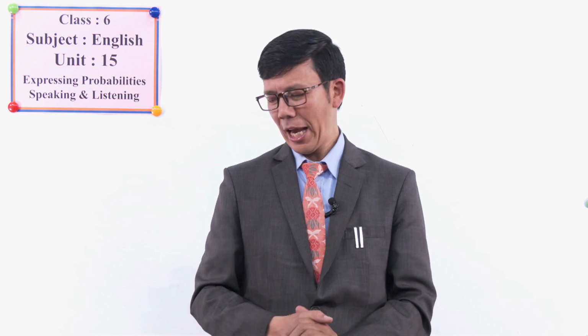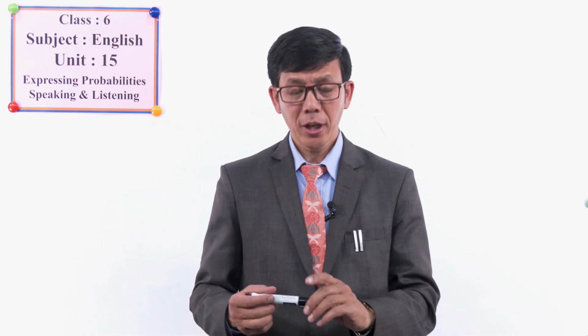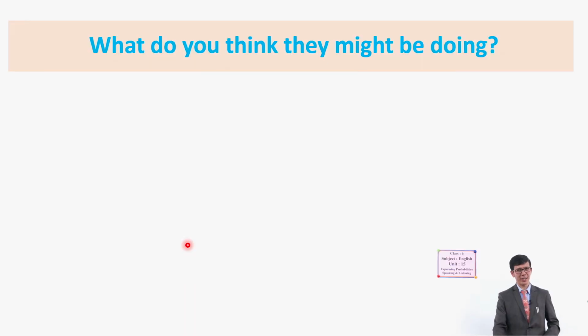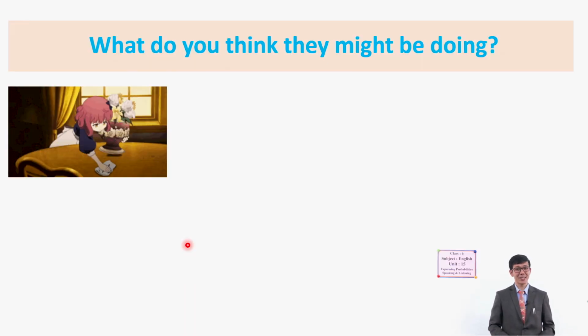Now, if you have completed this part of the conversation, I would like to show you some situational pictures. On the basis of those pictures, you are supposed to tell me what might happen there. So please, what do you think they might be doing there? Look at this first picture, my dear students, and tell me what might she be doing there.